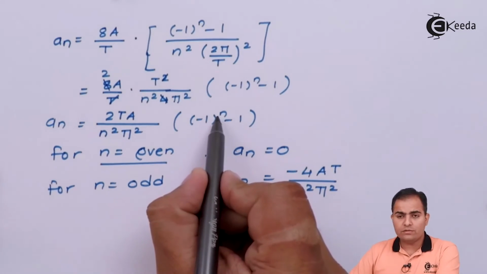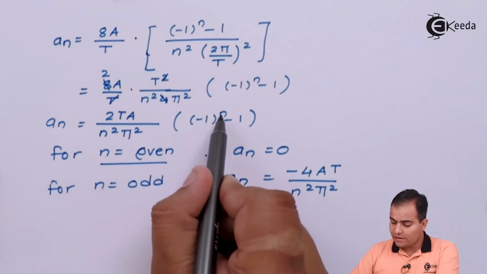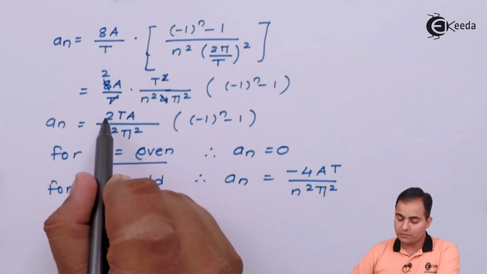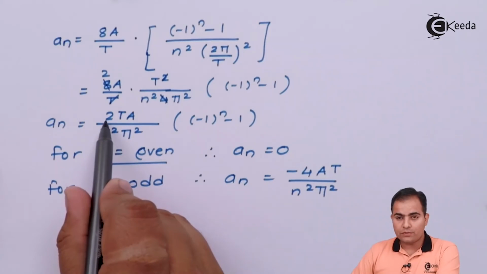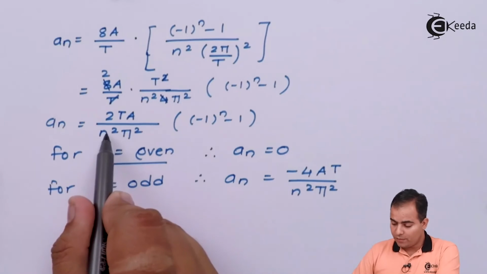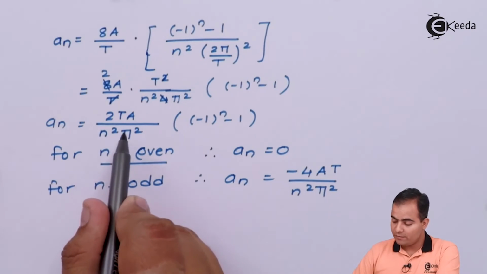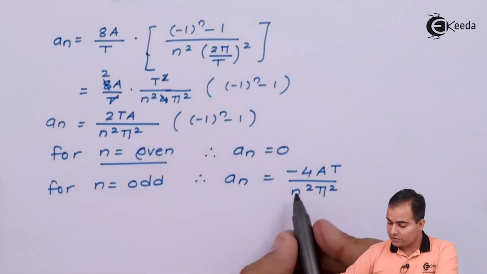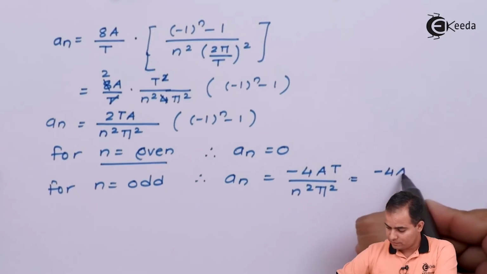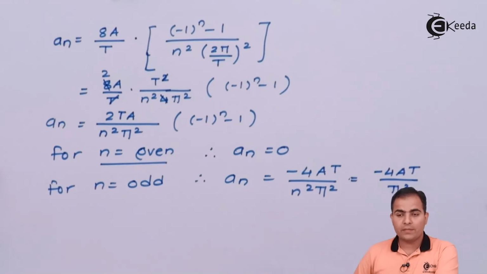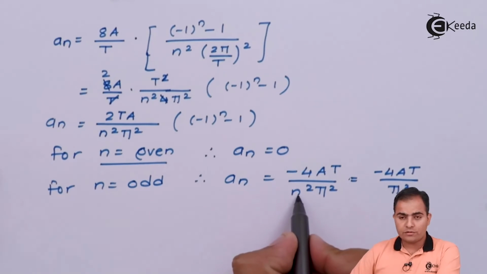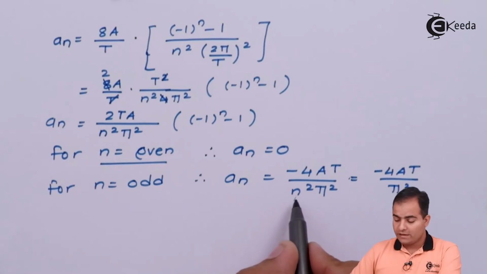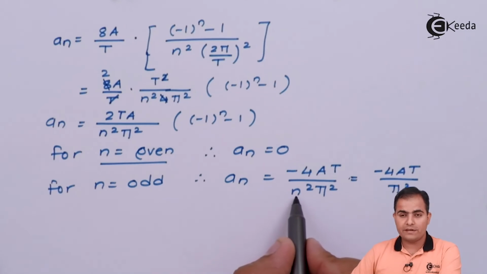If I take n equals to 3, then also you will get minus 1 minus 1, so you will get minus 2, and minus 2 into 2 is minus 4. So you will have minus 4 T A upon 3 square, that is 9 pi square. Here I have substituted my n value as 1, so this n square will be replaced by 1 and only pi square remains. If you take n equals to 3, you will get n square as 9. If I take n equals to 5, then you will get 25 in the denominator.